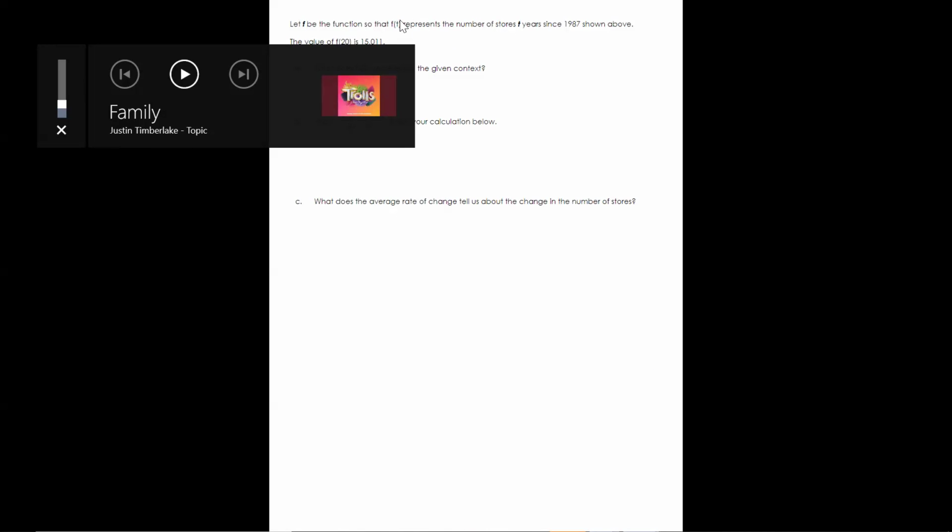So this notation right here, it says let f be the function. So f of 2 represents the number of stores here since 1987 shown above. The value of f of 20 is 15,011. What does that mean in context?